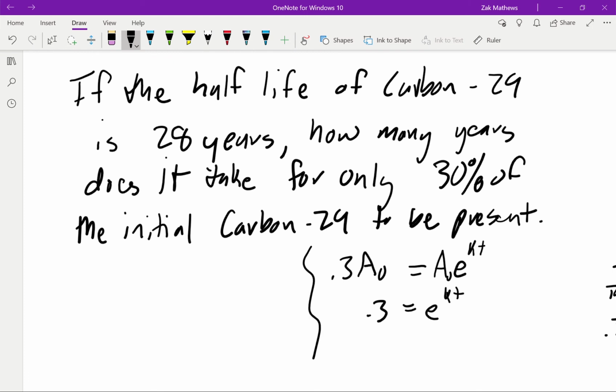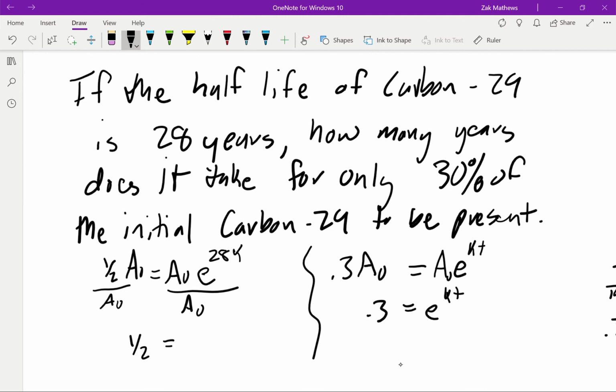So we actually have to start with another problem. We're going to set up the problem based on this 28. If I were to plug in 28 for my time, so 28k, then I should have a half of whatever I started with. So we can do kind of the same logic here. I could choose a starting amount of 1. That would mean I'm down to 1/2. I could choose a starting amount of a naught, and that would mean I'm down to 1/2 of that a naught. I could choose 8. Well, half of 8 is 4, but any which way I do it, if I divide by that a naught at the very start, I'm down to the equation 1/2 equals e to the 28k.